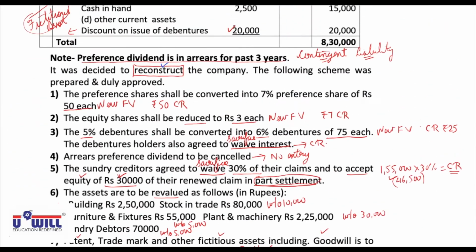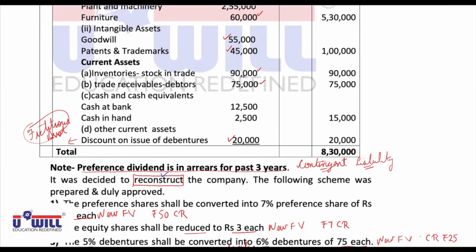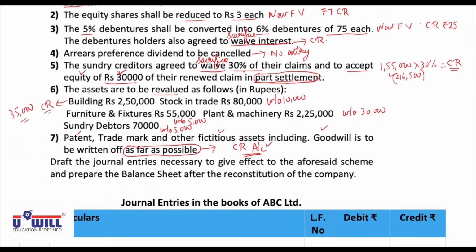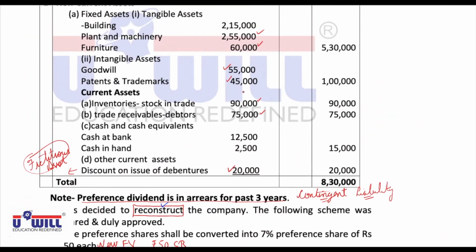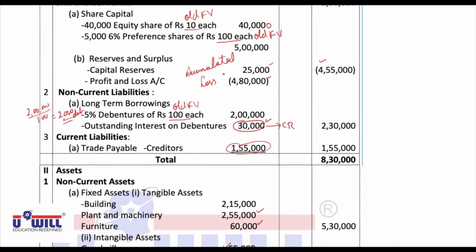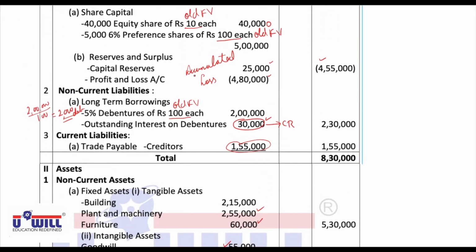So we will see 55 plus 45, 1,20,000. If 1,20,000 or more amount remains in capital reduction, we will write it off completely. If less amount remains, then as far as possible, suppose 1 lakh is only there, then we have to write off only 1 lakh against 120. And fictitious assets will also include this accumulated loss. Okay, this accumulated loss is also a fictitious asset to be written off.